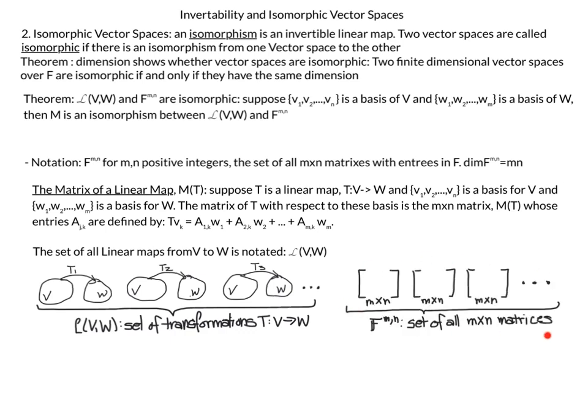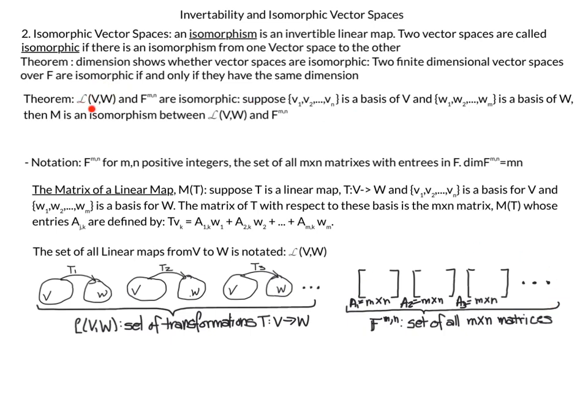Now what we have is the set of all m by n matrices. So, maybe I should have called this A1 because this is my first m by n matrix. This should be A2, my second m by n matrix. This is A3, a third m by n matrix. And there's an infinite set of these matrices. And let's look at our theorem.